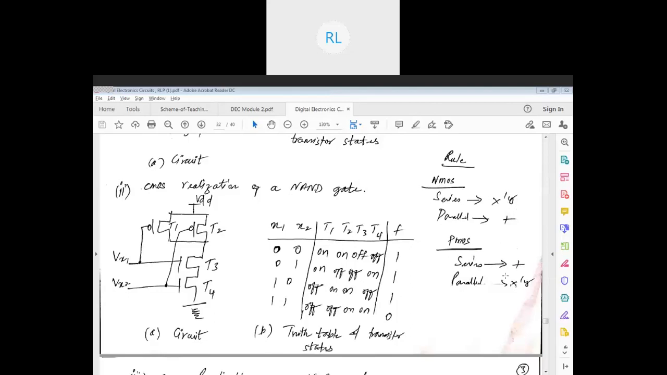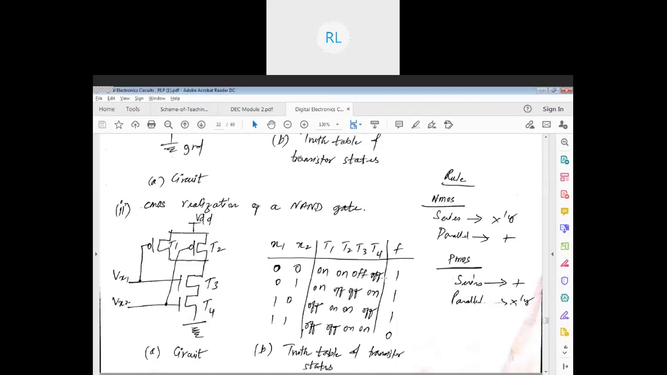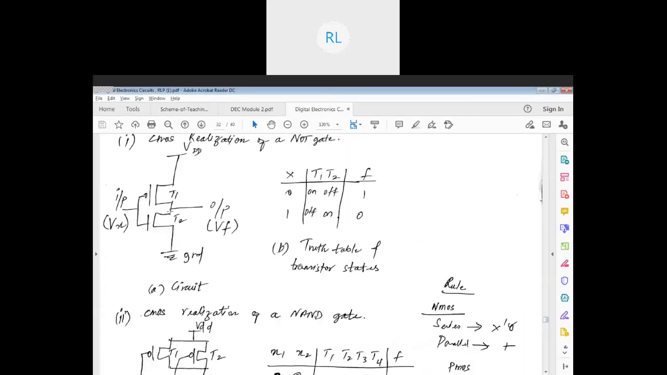Now let us check for PMOS. PMOS is just the reverse. When it is series for NMOS, it multiplies, but here there is an addition. And when PMOS is connected in parallel, they multiply. Fine. Now let us take a circuit.